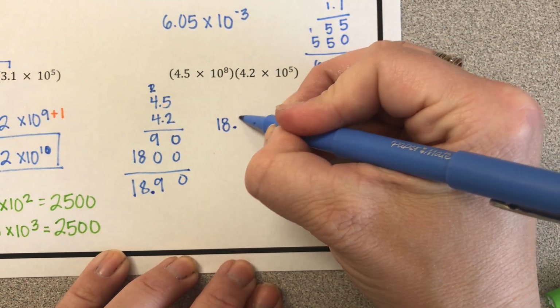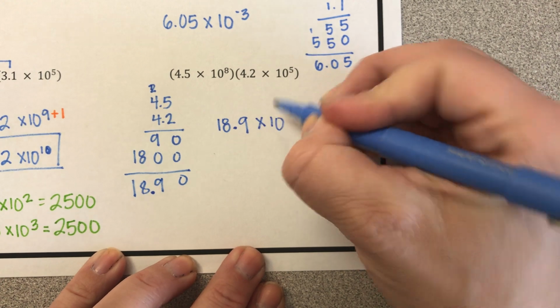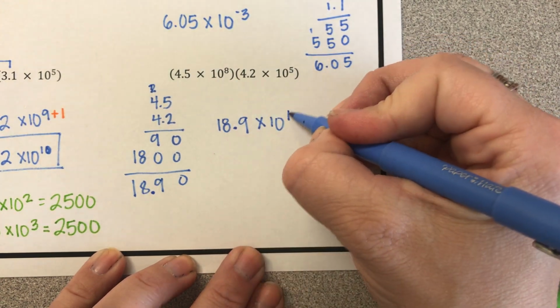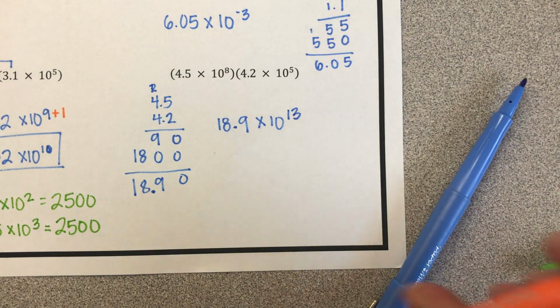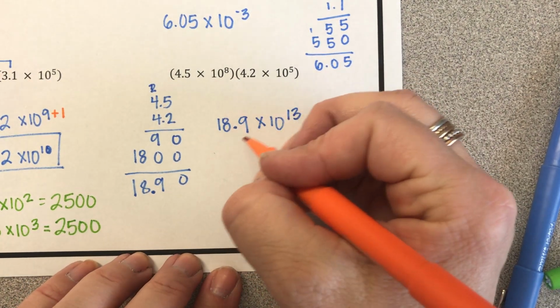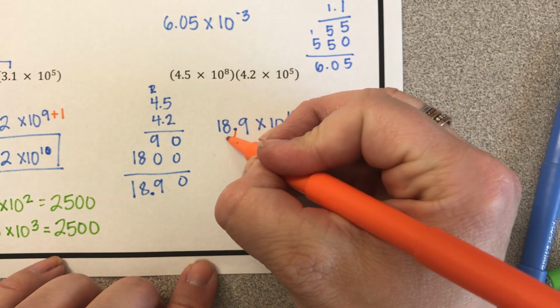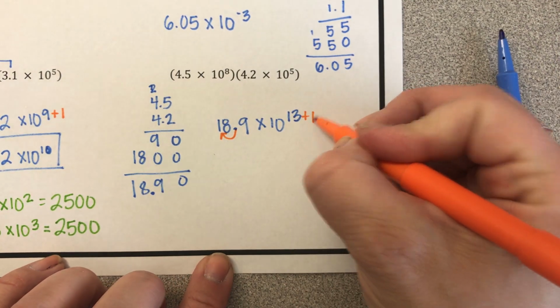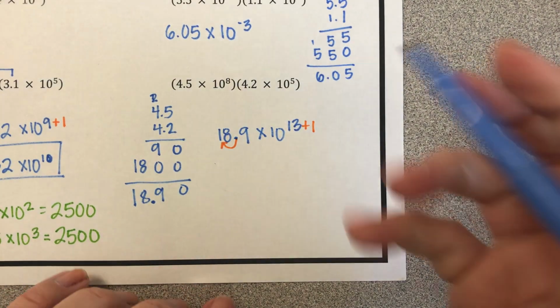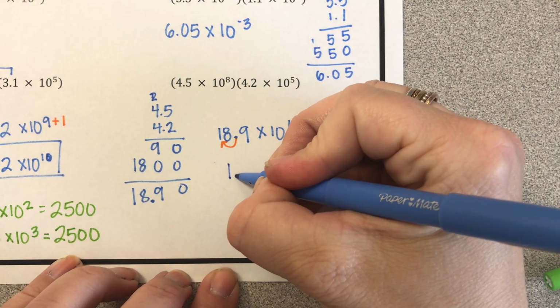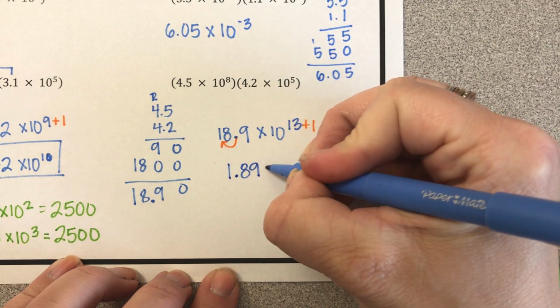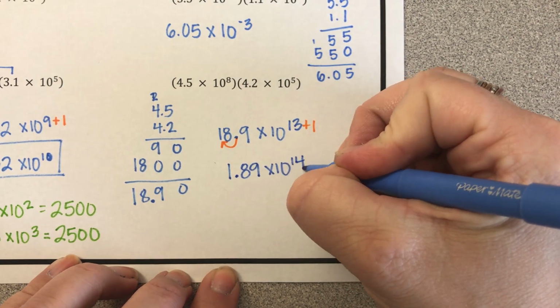So 18.9 times 10 to the 8 plus 5 is 13 power. But now what I should recognize is that this is not correct scientific notation. So I need to move my decimal one place, which means I'm going to add to my power of 10. So what I end up with is 1.89 times 10 to the 14th.